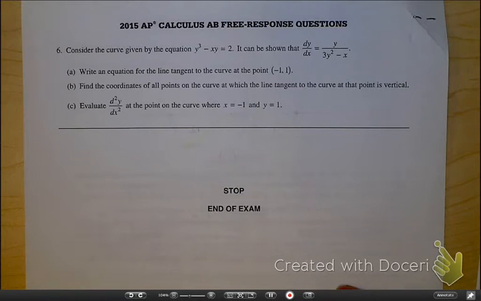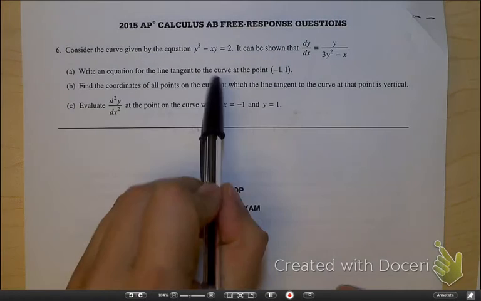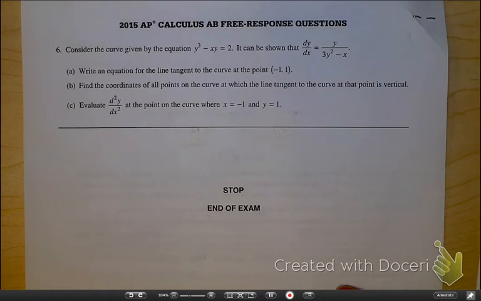This is 2015 number 6, a non-calculator question. And actually, we can answer all 3 parts of this question. So we are going to go ahead and do that.